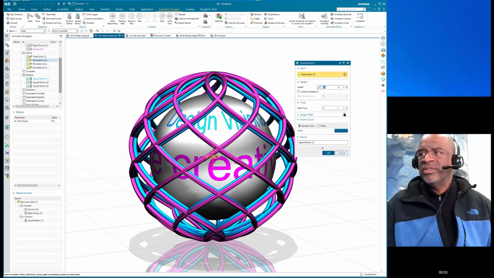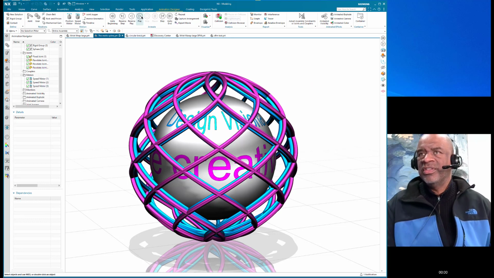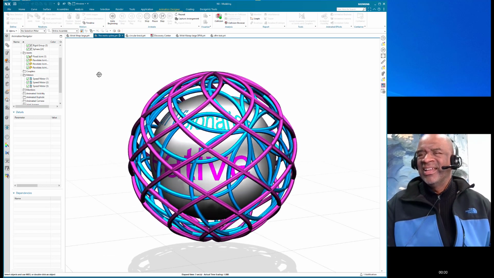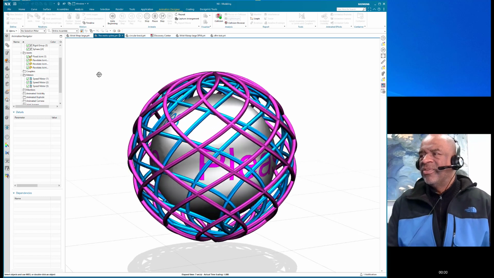So as you can see, there's a speed motor that's 20 degrees per second on the sphere, there's a speed motor that is 20 degrees per second on the inner cage, and there's a speed motor that is, what was it, minus 40 on the outer cage. So the outer cage turns in a different direction than the inner cage, and then you play it. How fun is that?